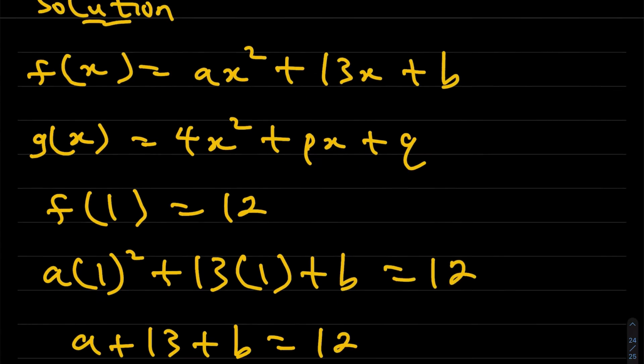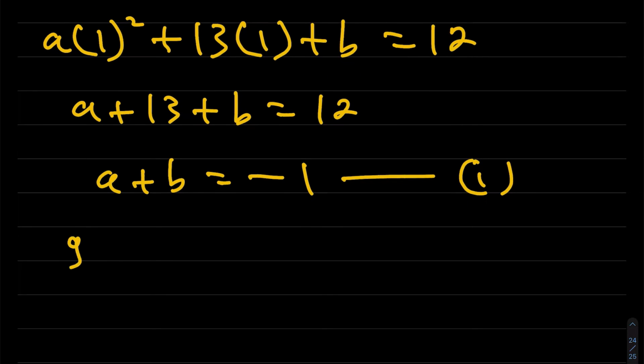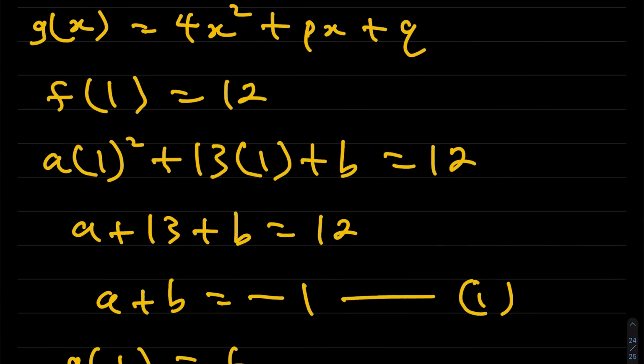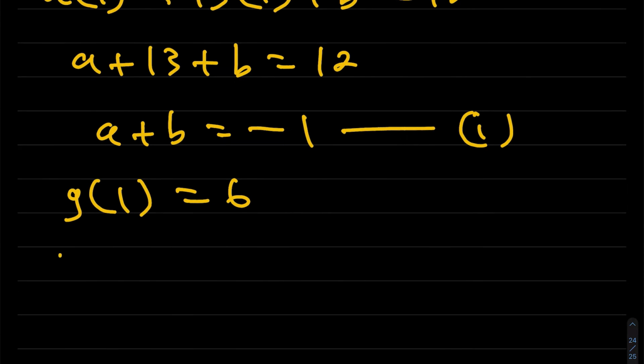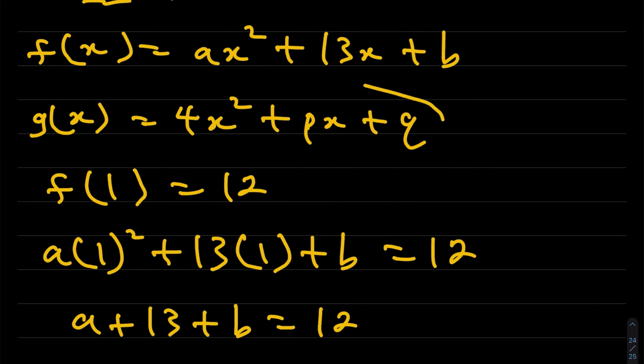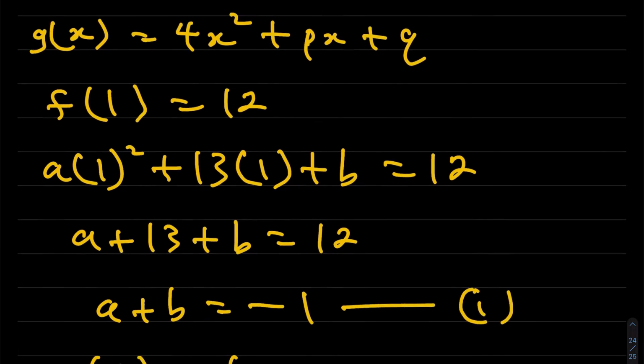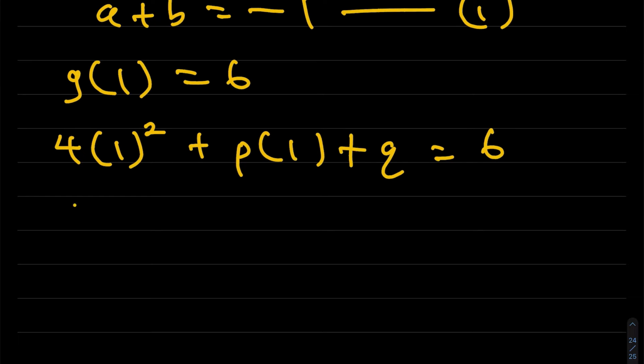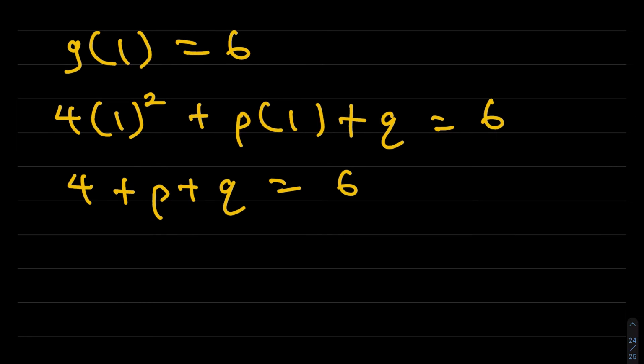Now, when g of x is divided by x minus 1, the remainder is 6. That simply means g of 1 equals 6, which means 4 times 1 squared plus p times 1 plus q equals 6. I'm just putting 1 in g of x. That is the same as 4 plus p plus q equals 6.